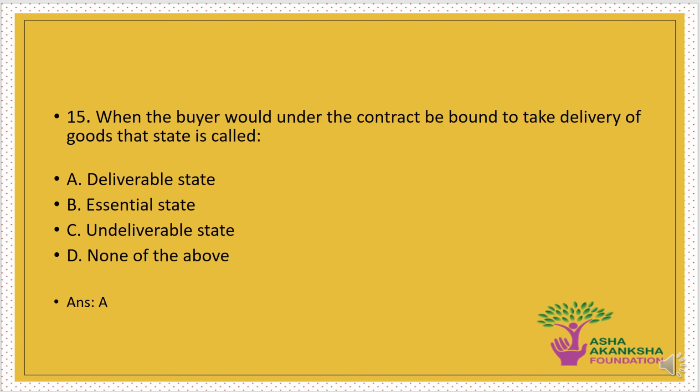The next question is: when the buyer would, under the contract, be bound to take delivery of goods, that state is called A. Deliverable state, B. Essential state, C. Undeliverable state, or D. None of the above? The correct answer to this question is option A. That is, when a buyer would, under the contract, be bound to take delivery of the goods, that state is known as deliverable state.